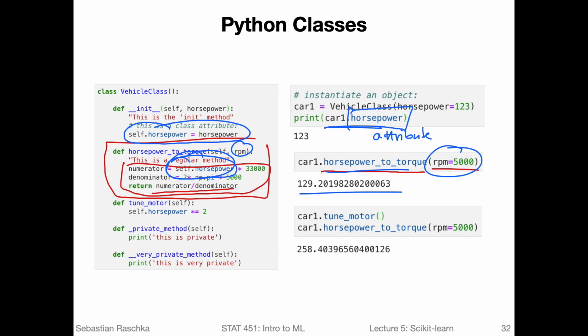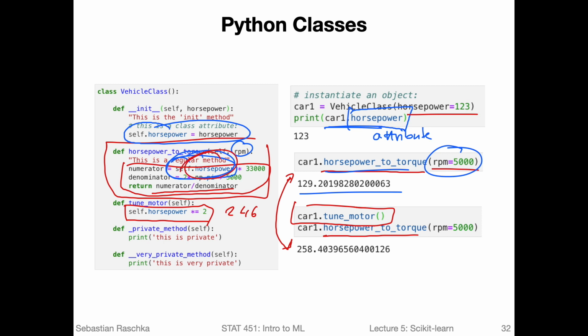Now we can also define a method that modifies attributes. For example, in the next call here, I'm calling the tune motor method, which tunes the motor, so the car after tuning it has twice the horsepower. Amazing, right? That would be great if it worked so simply in real life. Anyways, so now our car has twice the horsepower, so instead of 123, if you would print horsepower after tune motor, you would see 246 now for the horsepower. And now I'm calling the horsepower to torque method again. So you can see now it's different than before, because before our car had horsepower 123 here, and we tuned the motor, so it's now 246, so it kind of doubled the torque.